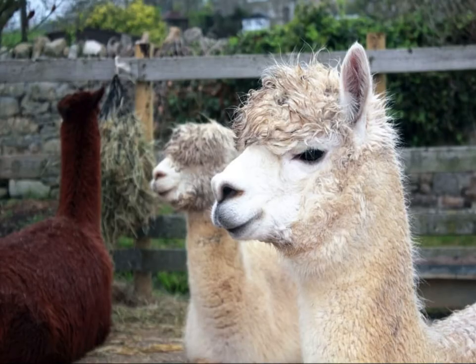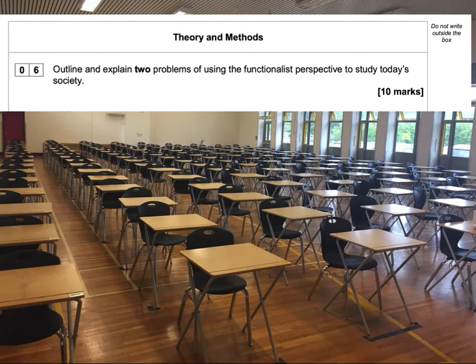Merton provides us with an internal critique of functionalism, but we need some more detail. Just in case you get a question such as this in the exam, it was the 10-mark question that asked you to outline and explain two problems of using the functionalist perspective to study today's society. For more detail on the direct criticisms of functionalism, please see the Google document that I've linked to this lesson. This one is entitled Criticisms of Functionalism.